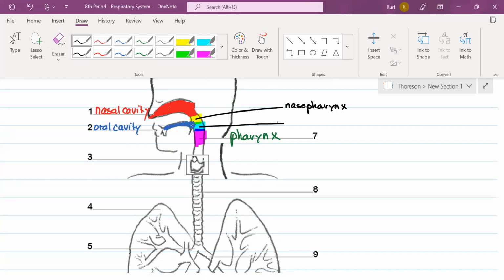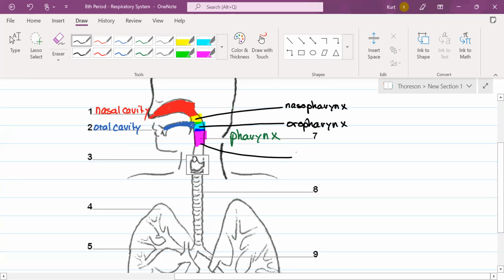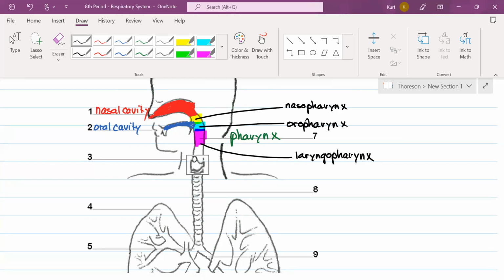Nasopharynx. What do you think the back of your mouth is called? Oropharynx. And then the part that's just above your larynx is going to be called your laryngopharynx. Those are 3 portions. Remember that it goes naso, oro, laryngo. And then number 3 is your voice box.